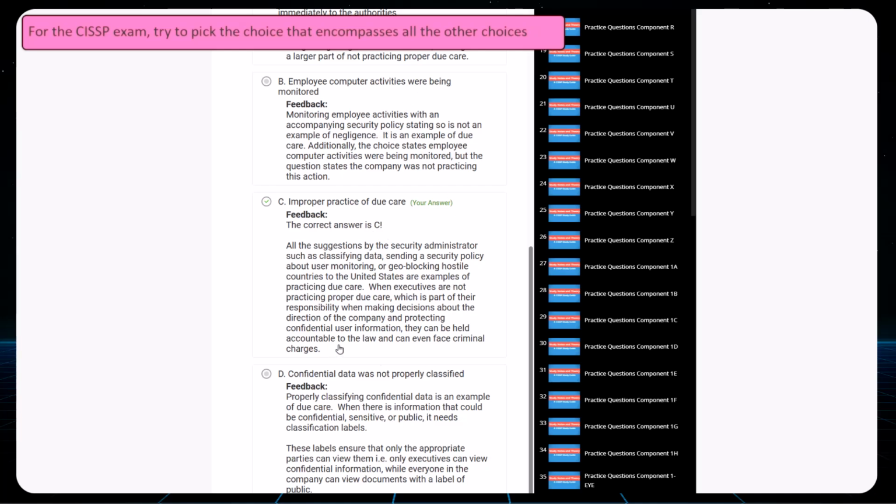Improper practice of due care is not only an actual legal term, but that's what happens when executives don't practice proper due care: the other choices happen. Okay?